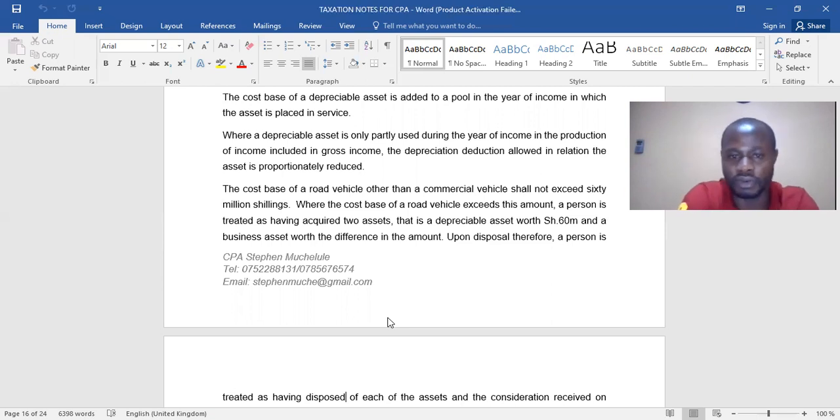I had talked about the cost base of a road vehicle being 60 million. Now, what happens is that when you acquire that asset, let's say a vehicle, and you are treating it as a road vehicle and business asset, in this case a taxpayer is taken to have two categories of assets. You have a depreciable asset and a business asset. Now, the business asset would only come into play upon disposal of that asset. So when you dispose of this road vehicle we are talking about, the presumption would be that even the business asset has been disposed of.